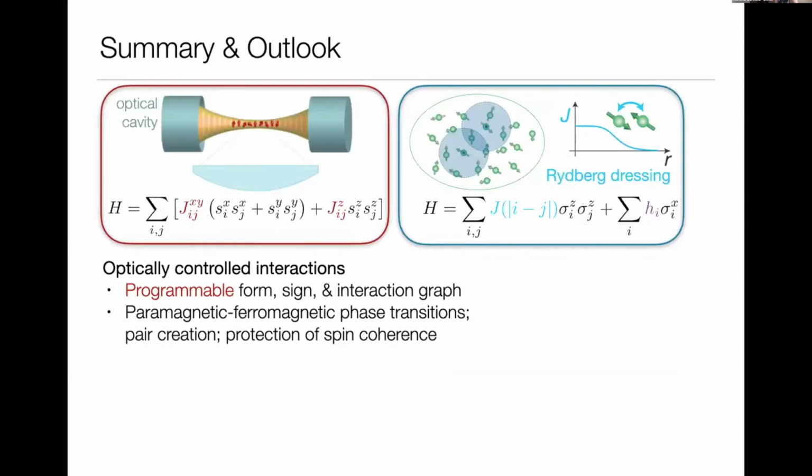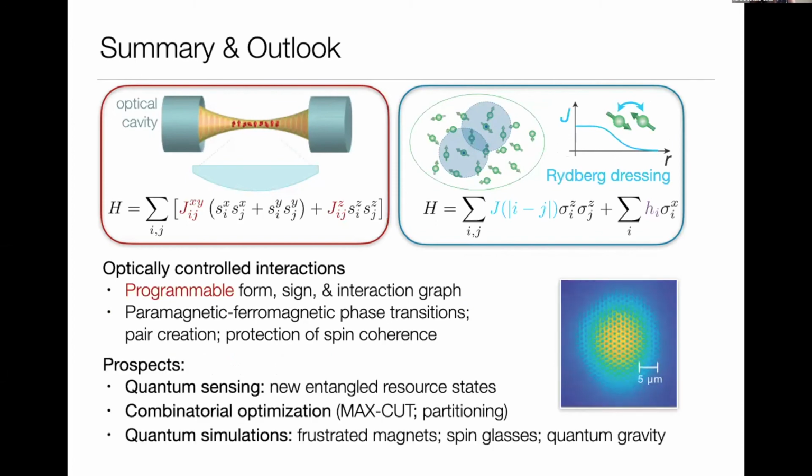I hope I've shown you that in these systems with atoms with optically controlled interactions, we have a high degree of control over the form of the interaction graph, the sign of couplings, and so forth. We've started to explore phase transitions and pair creation physics and protecting spin coherence in the system. And we're interested in applications in resources for quantum sensing, studying optimization problems, and also building models inspired by condensed matter physics, such as frustrated magnets or spin glass models, and probing them in the lab.